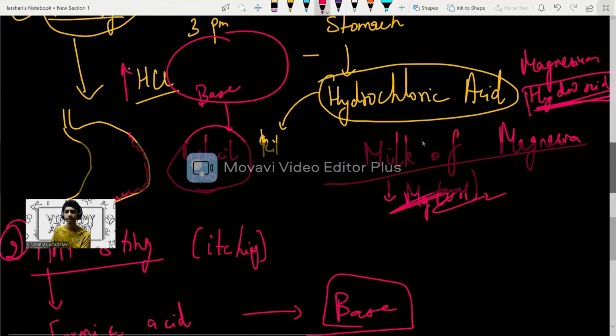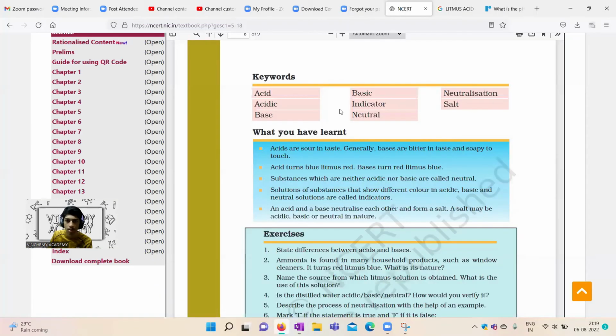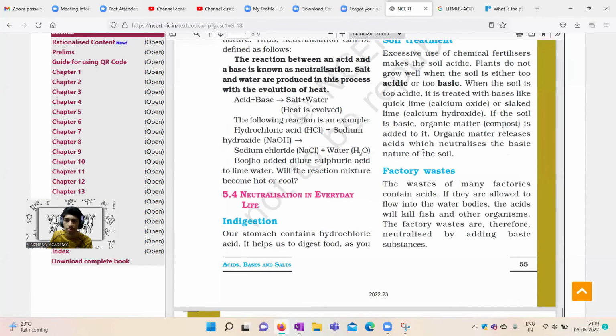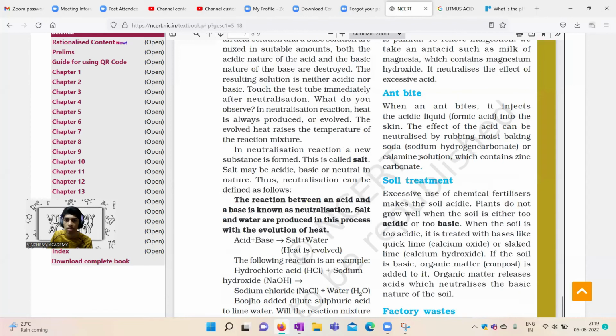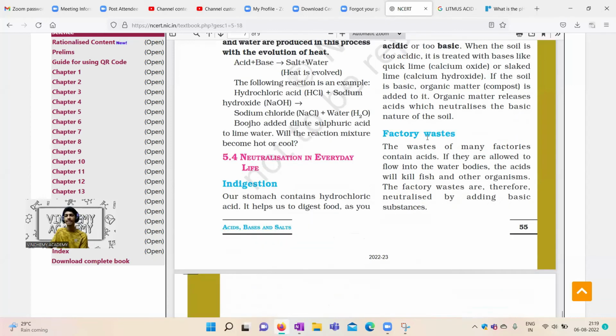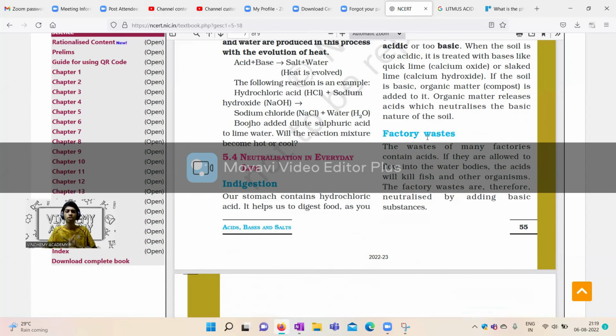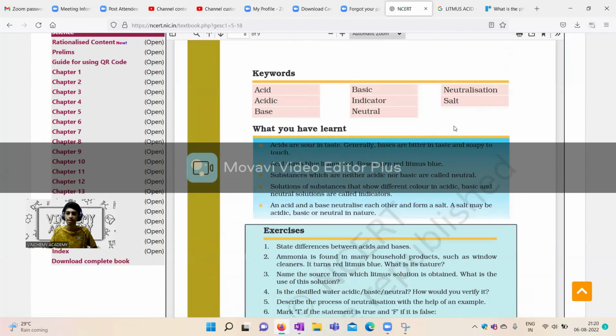There are also many other examples given in your textbook. Most of what I told you is about factory waste. The waste from factories has acids. If it is discharged into water bodies, it kills the fish and other living organisms present in the water. So for that, we first neutralize it by adding some basic substance.